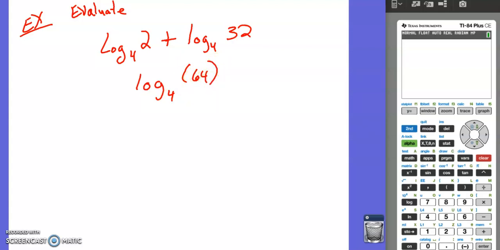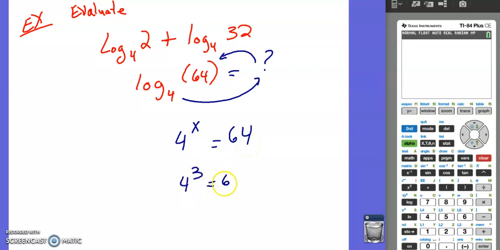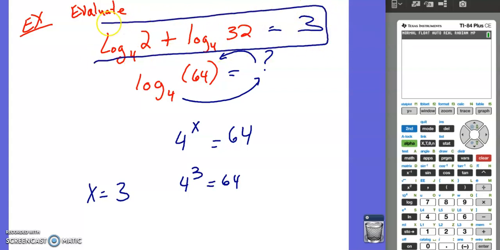And to evaluate that, remember what that means if you go counterclockwise: 4 raised to some power gives us 64. And that's 4 cubed. So x equals 3. All right, so that's what we're trying to find. So this literally equals 3. Log base 4 of 2 plus log base 4 of 32 is actually the answer 3.